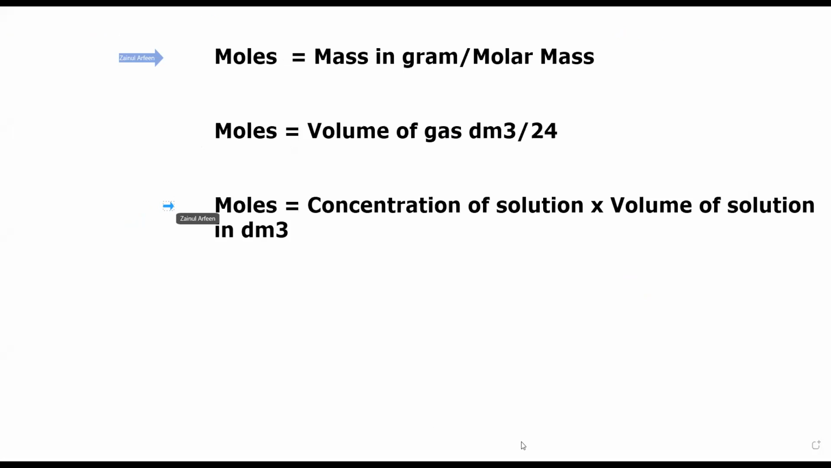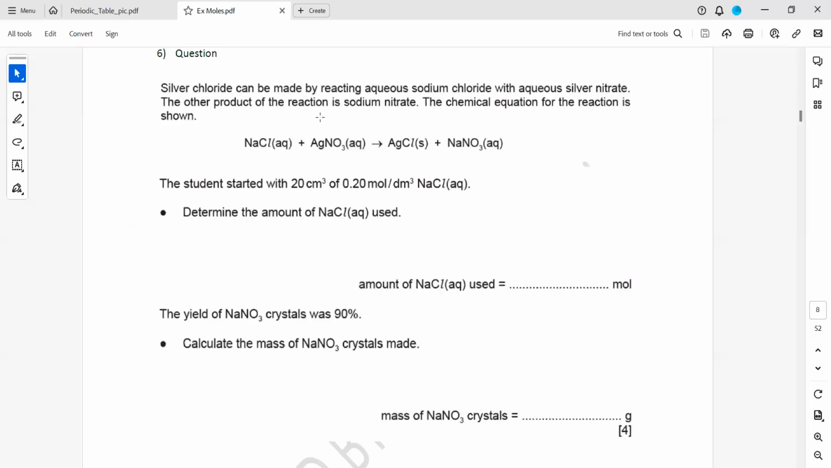If you read the question, we have the volume here, and we have the concentration. So with volume and concentration, we use the third formula, which is concentration times volume. Concentration is 0.2. But what about the volume? It is 20 cm cube. So how many dm cube will that be?